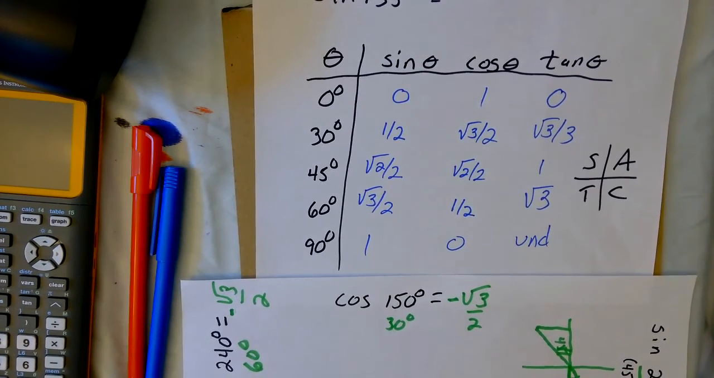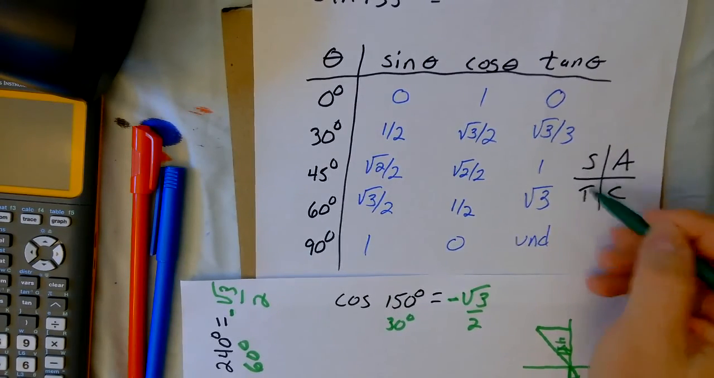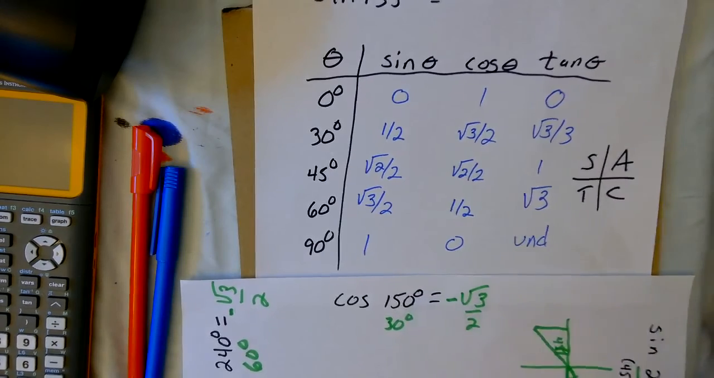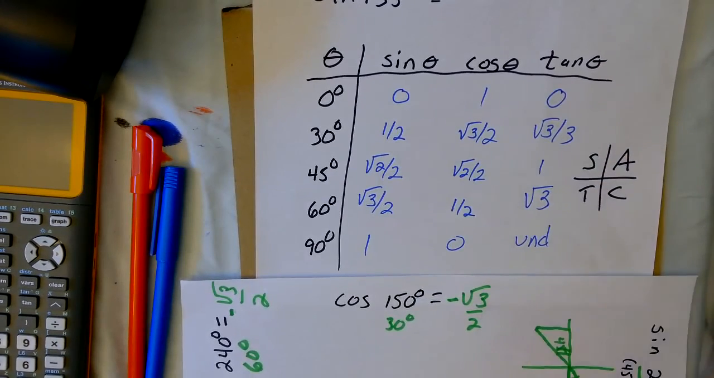So this is exactly what you're going to be doing on today's assignment. There's about a dozen problems just like this. So you'll get yourself the chart, draw yourself the little All Students Take Calculus picture, and then each time you get one of these, determine the reference angle, go to the chart to get the value, and then determine if the answer is going to be positive or negative.